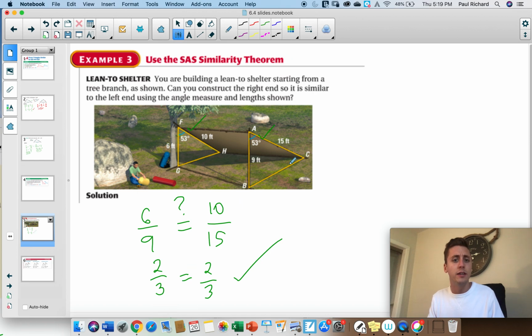So what we would say is yes, these things are similar, and the third and final side length right here would also have to be a 3:2 ratio, big to small, whatever those numbers are. Okay, and that's really it.